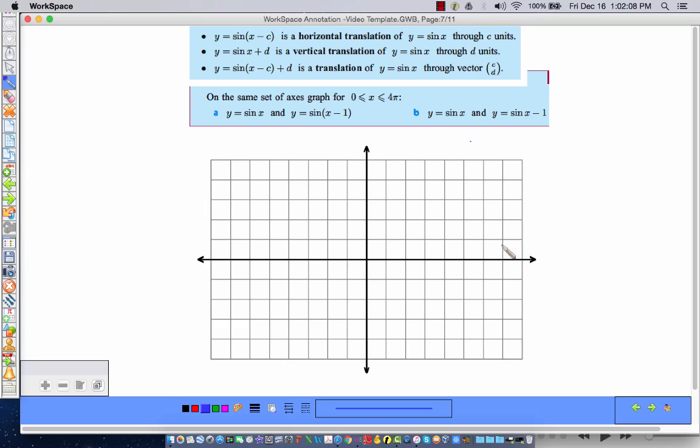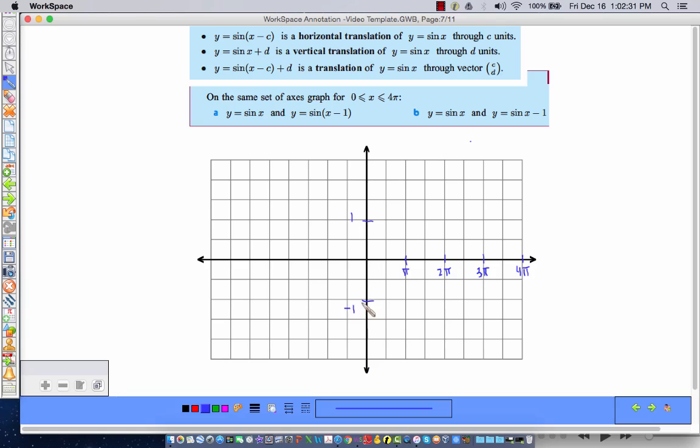And so let's see, I'll make this right here pi. This will be 2 pi. This will be 3 pi. And this will be 4 pi. My amplitude, the coefficient, is 1, so I'll just make this 1 right here and go down to negative 1.